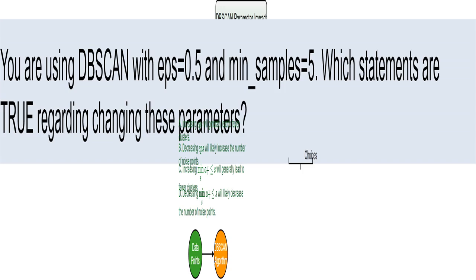This sets the stage. We're using the DBSCAN algorithm, which groups data points based on their density. EPS, epsilon, defines the radius around a point to look for neighbors, and min_samples specifies how many neighbors a point must have to be considered a core point of a cluster. We're starting with EPS equals 0.5 and min_samples equals 5. This information is crucial to understand the context of the questions following.